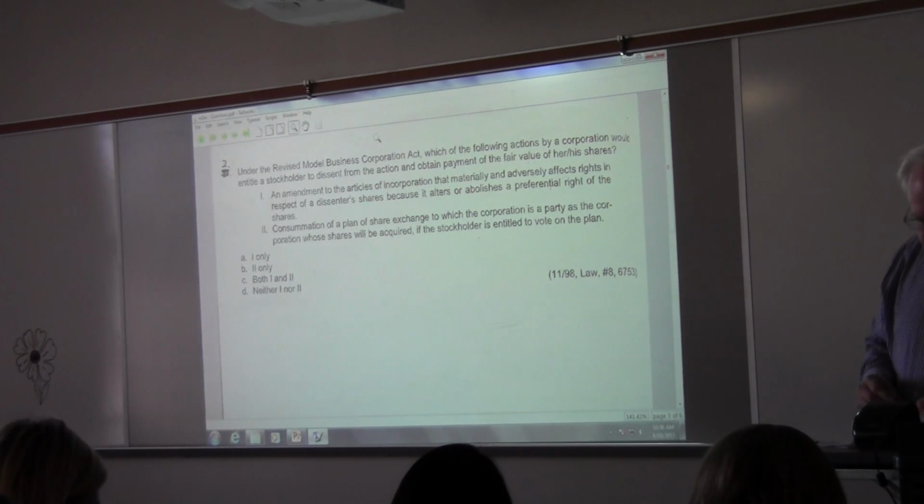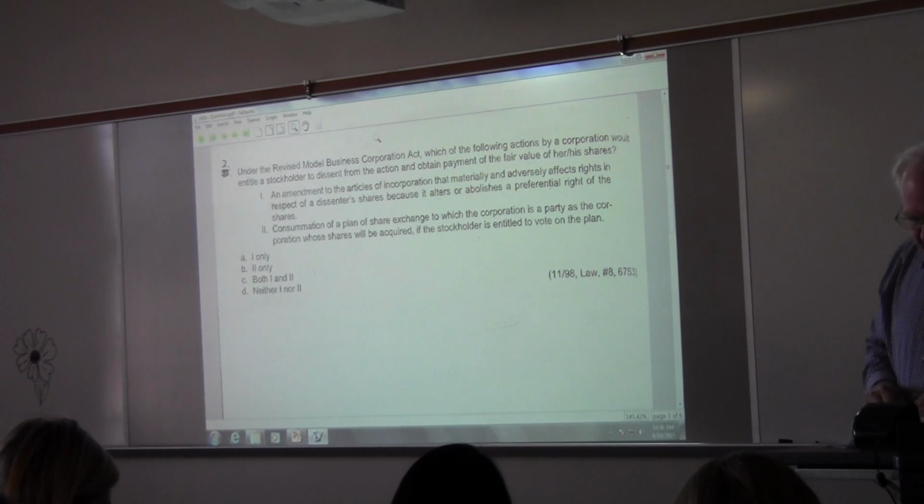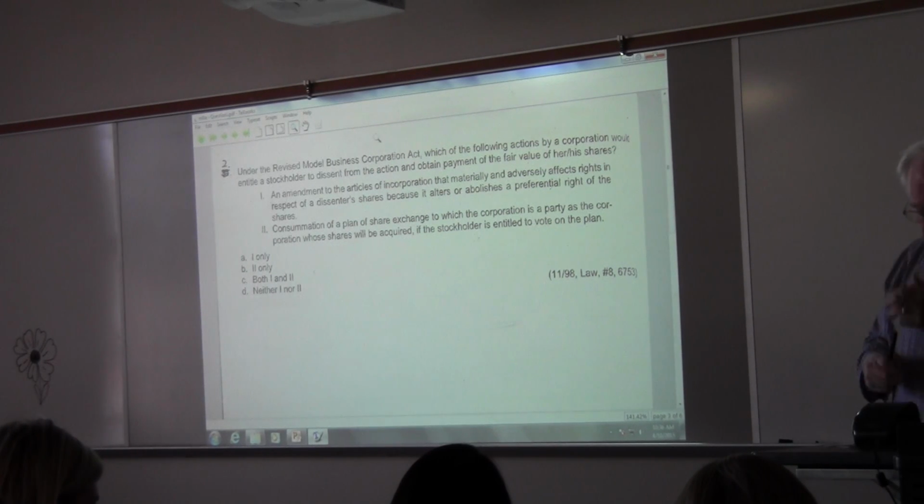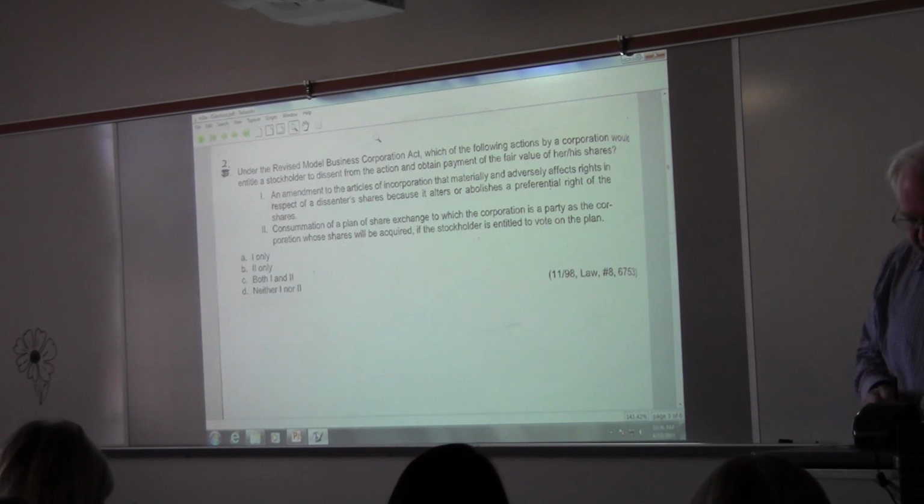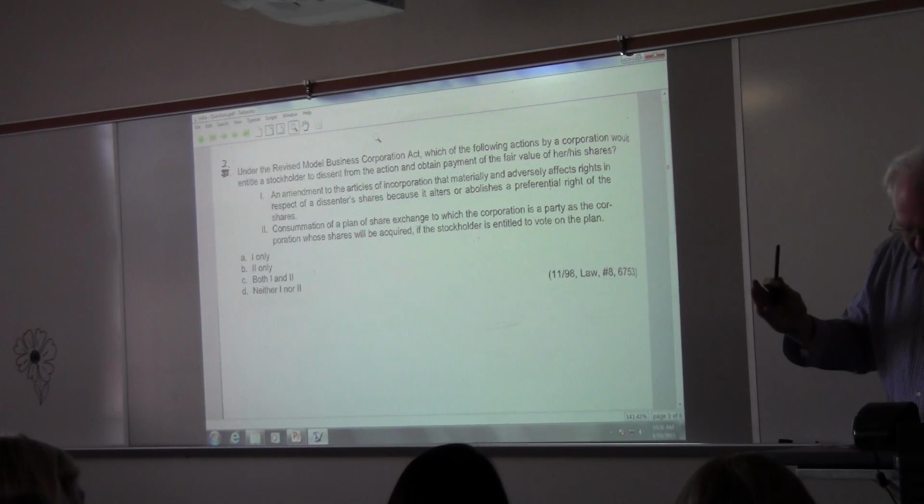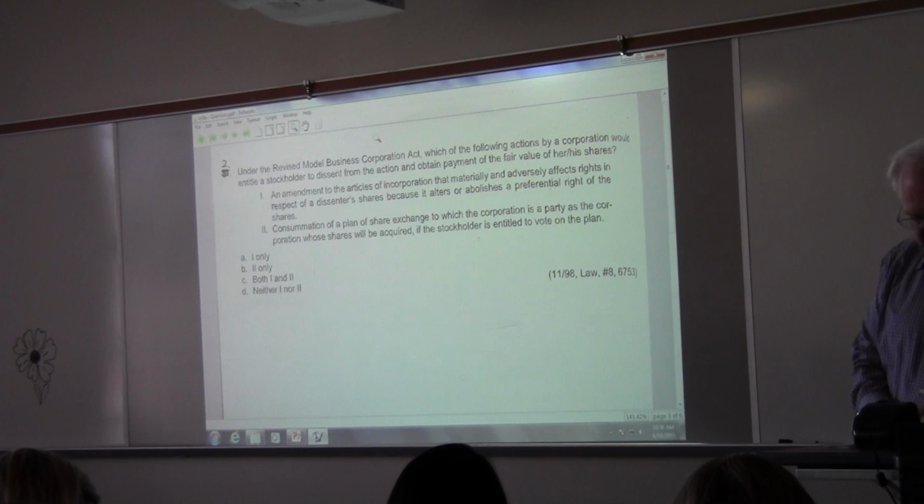Linda, under the revised Model Business Corporation Act, which of the following actions by a corporation would entitle a shareholder to dissent from the action and obtain payment of the fair market value? So in other words, when can you as a shareholder force the corporation to buy your stock? So when can you do that? Under an amendment to the Articles of Incorporation that materially and adversely affects your rights, can you ask them to buy out your stock?